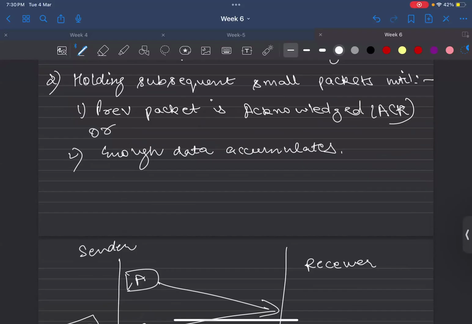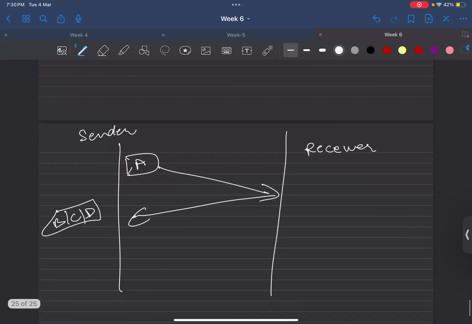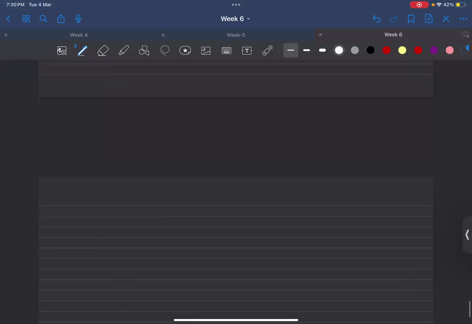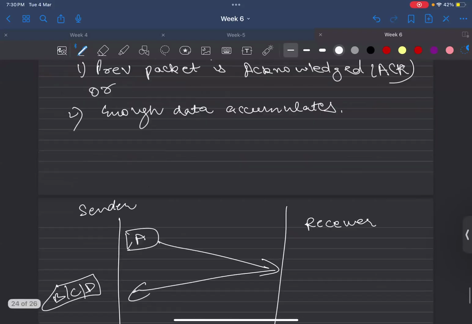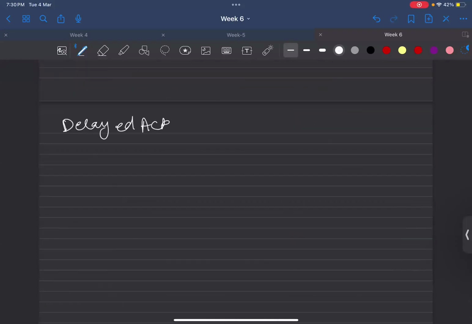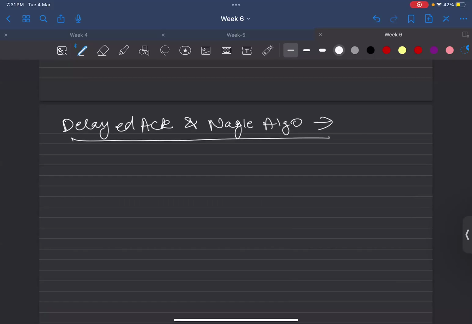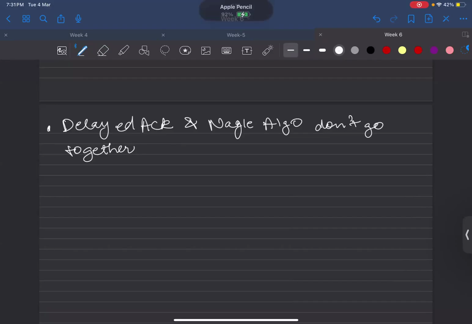And now there is a thing written: delayed acknowledgement and Nagle's algorithm. I'll explain it again, don't worry. They don't go together. Why don't they go with each other? You understood about delayed acknowledgement and Nagle's algorithm. Now think about both of them and then think why they are not going together. Any idea?